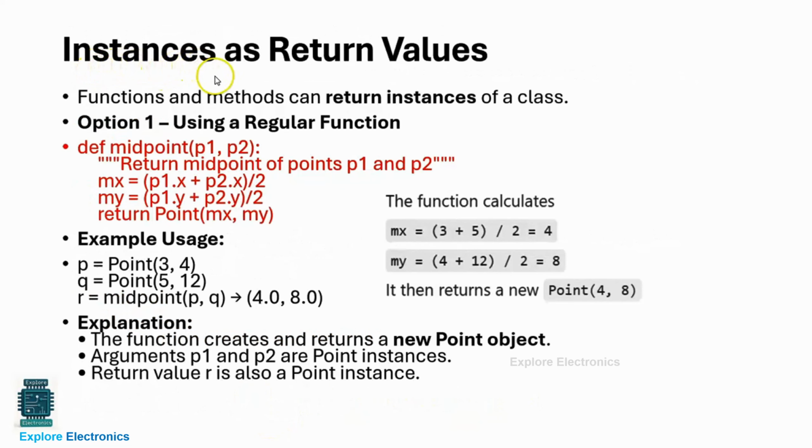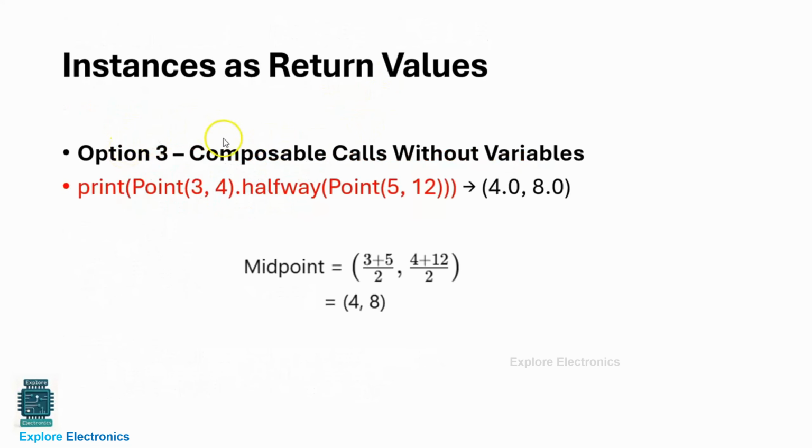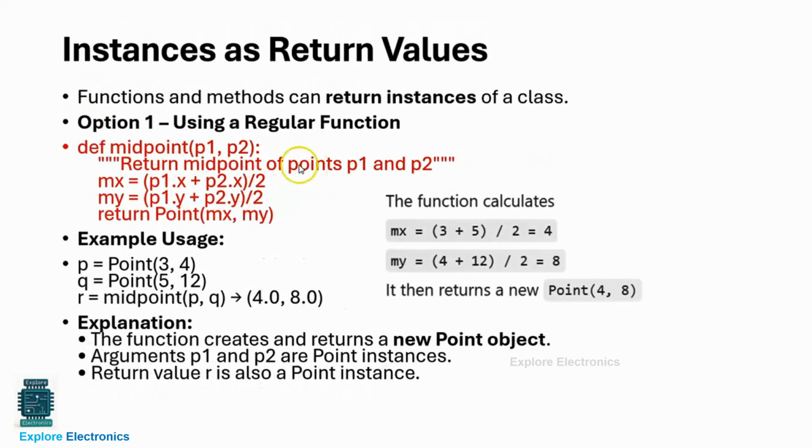The next topic is instances as return values. Functions and methods can return instances of a class. Here we have 3 options. The first one is using a regular function, the second one is using a method in a class, and the third option is composable calls without variables. Let us see the first option, using a regular function.